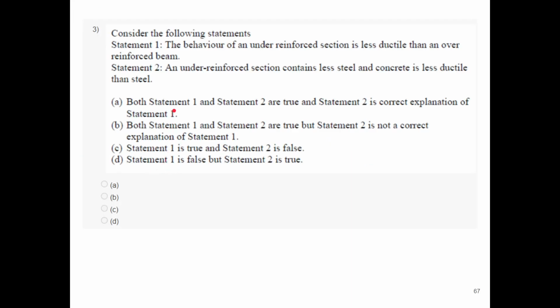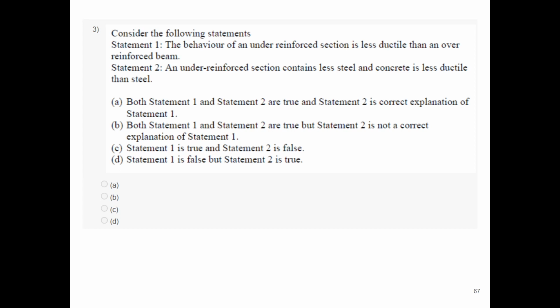Third question: consider the following statements. Statement 1: the behavior of an under-reinforced section is less ductile than an over-reinforced section. Statement 2: an under-reinforced section contains less steel, and concrete is less ductile than steel. Now we need to say which is true. Options: 1 and 2 are true, and 2 is the correct explanation of 1; 1 and 2 are true, but 2 is not a correct explanation of 1; 1 is true, 2 is false; 1 is false, 2 is true. So which is correct?